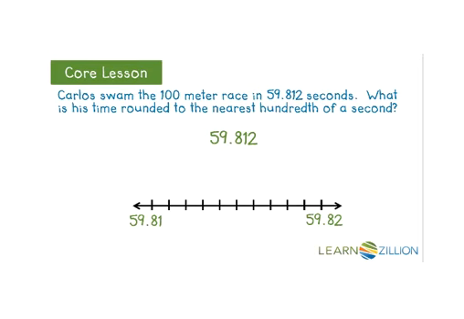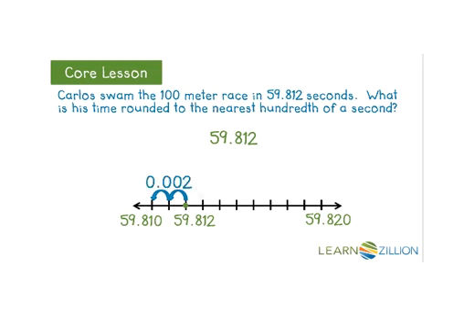When we divide the distance between the 2 points into 10 equal sections, we'll have our thousandths. I know that 59 and 812 thousandths comes between 59 and 81 hundredths and 59 and 82 hundredths. I also know 59 and 81 hundredths is equivalent to 59 and 810 thousandths, and 59 and 82 hundredths is equivalent to 59 and 820 thousandths. I can easily place my point.